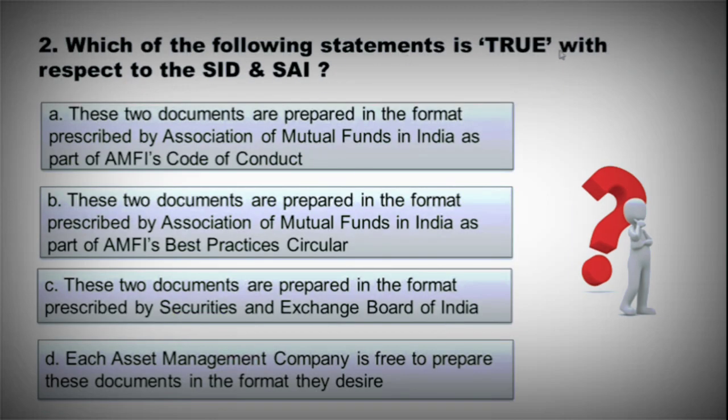Which of the following statements is true with respect to SID and SAI? These two documents are prepared in the format prescribed by AMFI. These two documents are prepared in the format prescribed by AMFI's Best Practices Circular. These two documents are prepared in the format prescribed by SEBI, that is Securities and Exchange Board of India. Each asset management company is free to prepare these documents in the format they desire. So the correct option is that these documents are prepared in the format prescribed by SEBI.